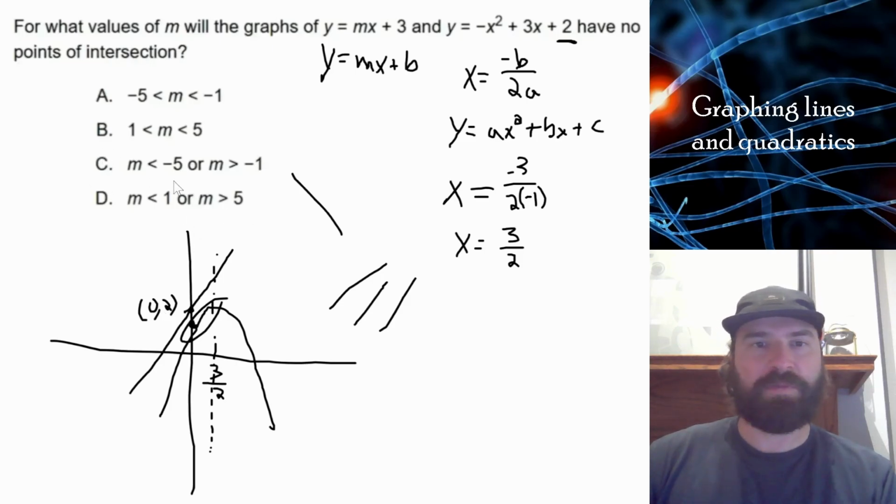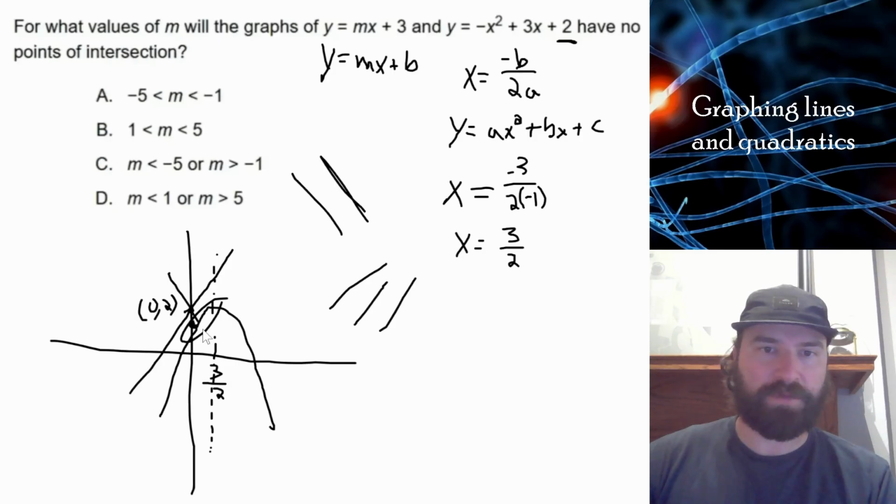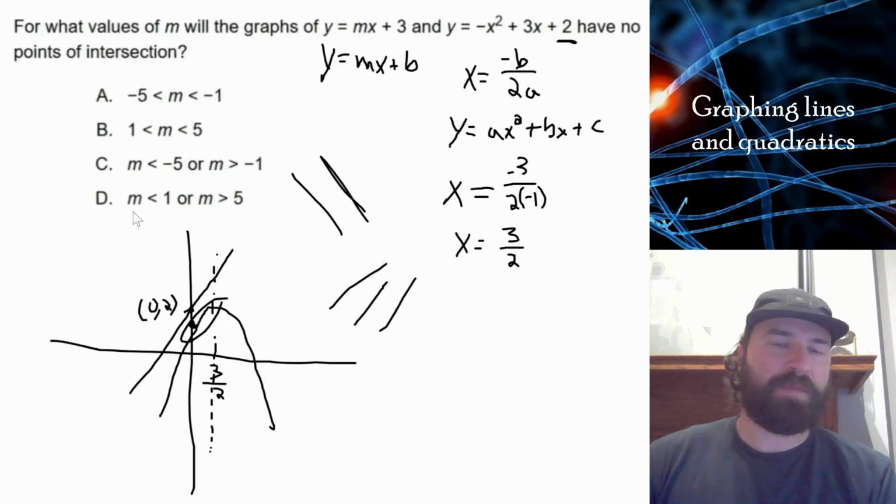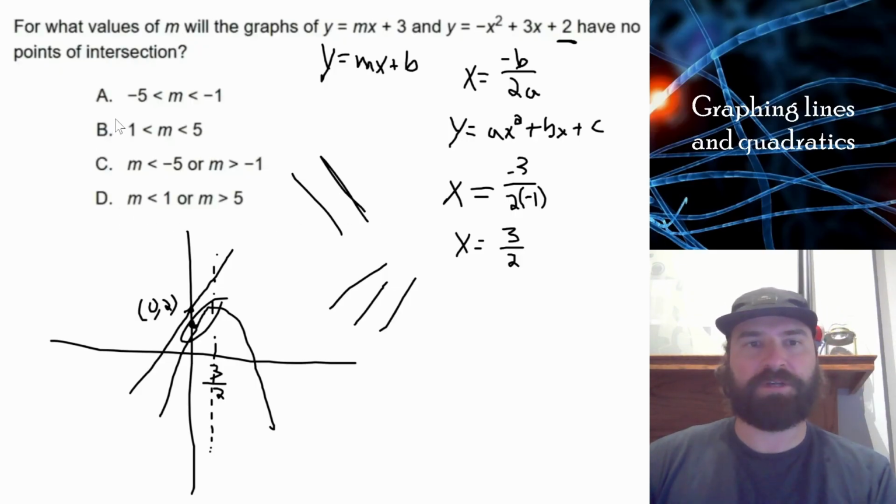C says m is less than negative 5. Again, if we have a negative slope, we're going to be going up and to the left. So I don't think that's possible because we don't want to go up and to the left, or else we're definitely going to come down through there and cross through the parabola. And then D says m is less than 1 or greater than 5. So m is less than 1 would include a lot of negative numbers, and again, we don't want a negative slope. So I believe that the best answer here is B.